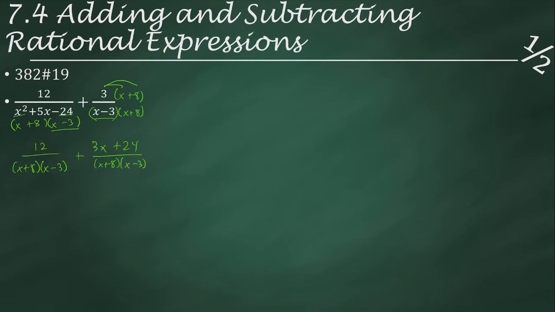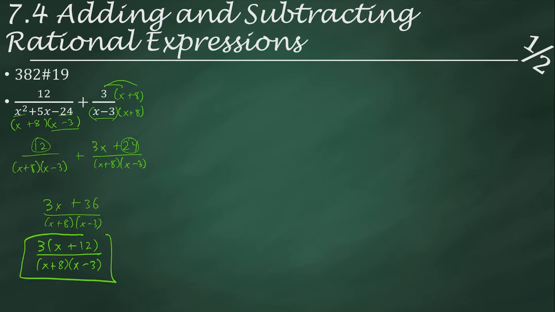All right, and you see now the denominators are the same, so we can add. So the 3x doesn't add with anything, but the 12 and the 24 add together to make 36. And then we should factor the top to see if we can cancel anything. There's a common factor of a 3. So I can factor out the 3. And is there anything the same at the top and bottom? Nope. So that is the answer.